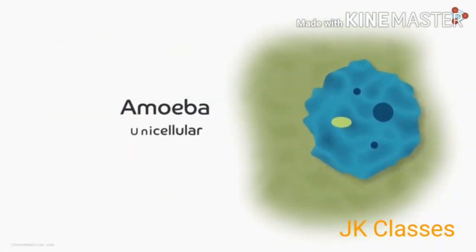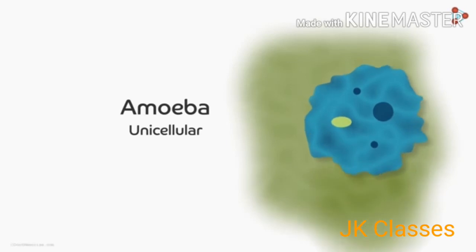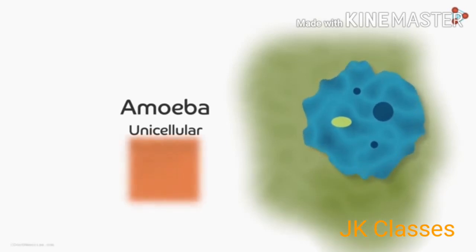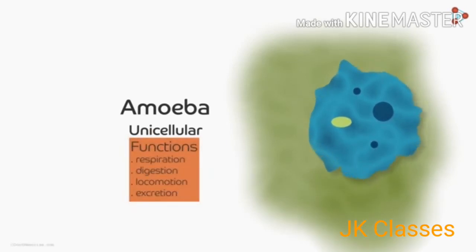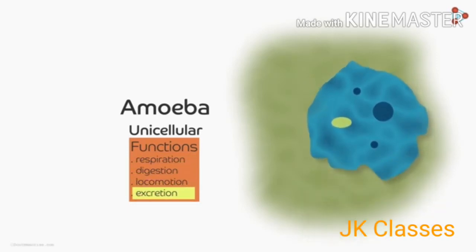An organism like amoeba is made up of only a single cell. Yes, you heard it right. Just one single cell constitutes the body of an amoeba. This cell carries out all the functions of this organism's body, be it respiration, digestion, locomotion, and excretion.